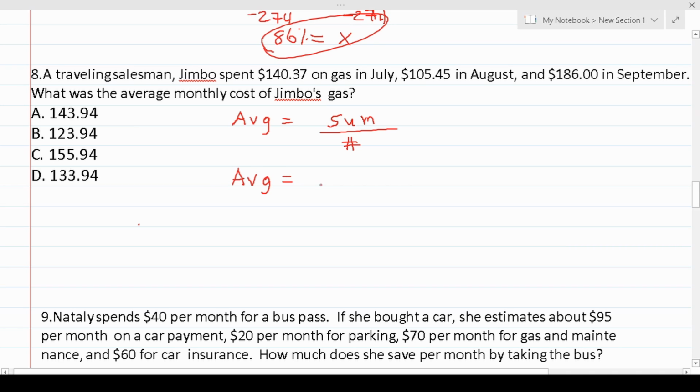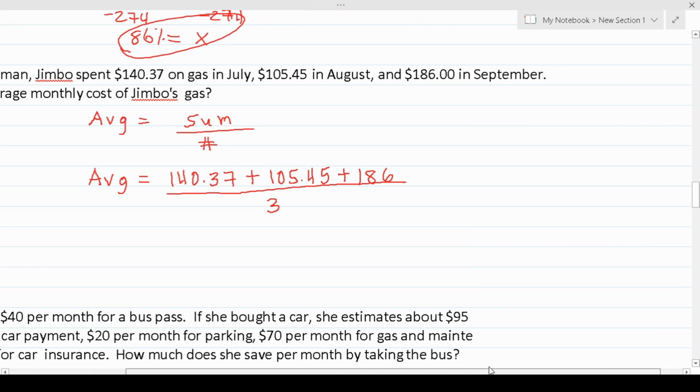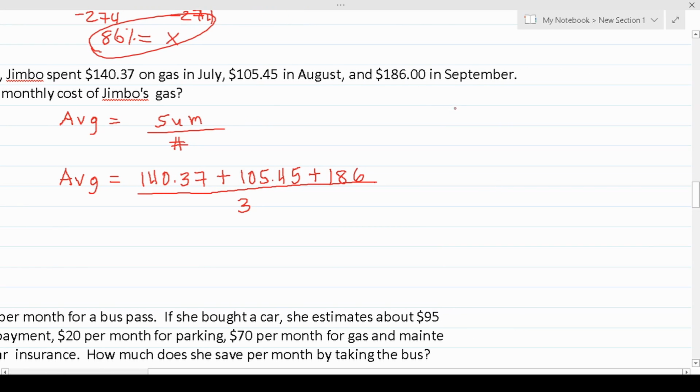And that looks like this. Average equals, again, we have 140.37 plus 105.45 plus 186, over how many data points there are: 1, 2, 3. By doing this arithmetic over here, we'll figure out what this average was. So let's go ahead and do that. Again, so as not to make any mistakes, I'm going to do this math off to the side.